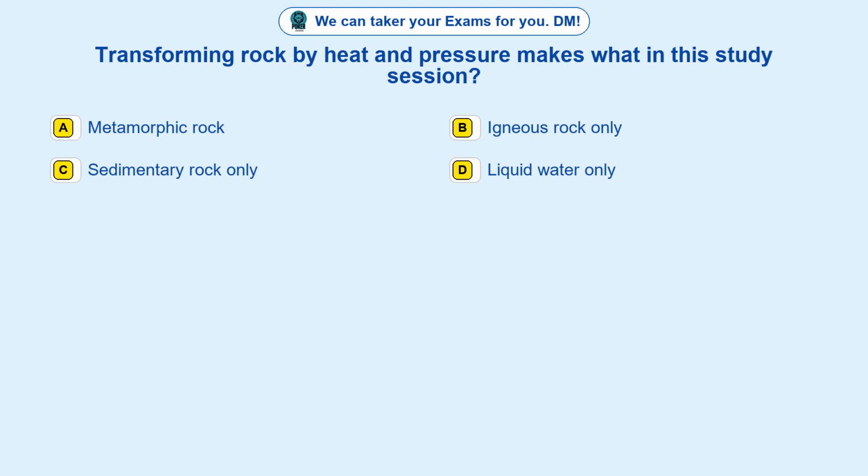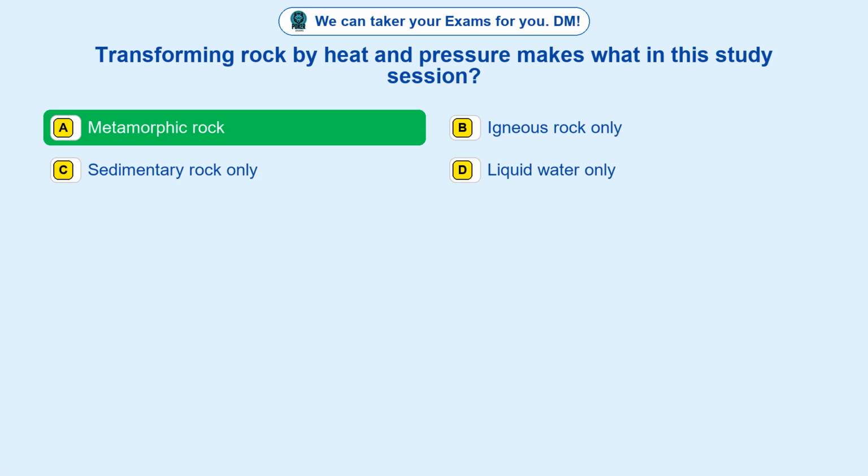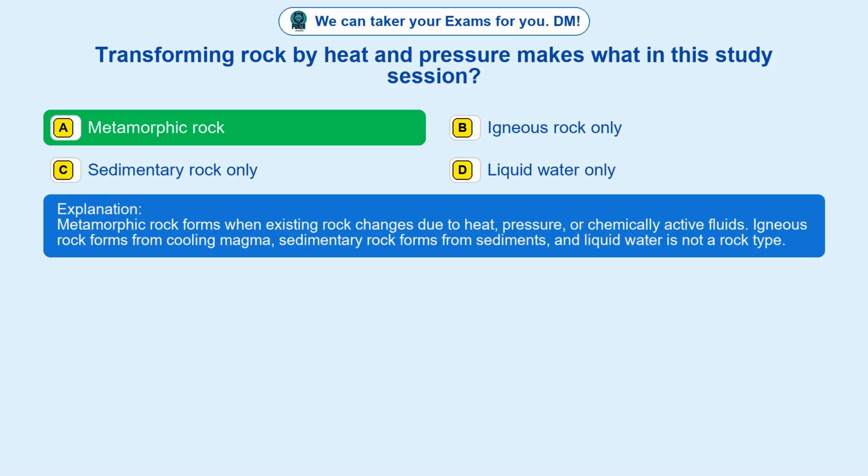Question 86. Transforming rock by heat and pressure makes what in the study session? Option A, metamorphic rock. Option B, igneous rock only. Option C, sedimentary rock only. Option D, liquid water only. The correct answer is option A, metamorphic rock. Metamorphic rock forms when existing rock changes due to heat, pressure, or chemically active fluids. Igneous rock forms from cooling magma, sedimentary rock forms from sediments, and liquid water is not a rock type.